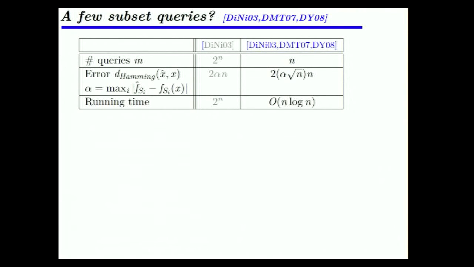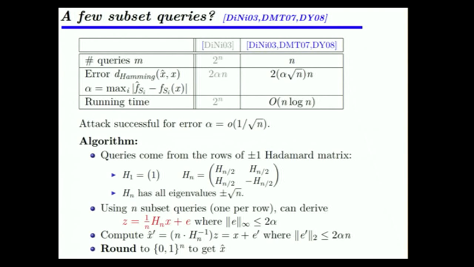So one is, instead of using 2 to the n queries, I use n queries, and the error to which I reconstruct is now higher by a factor of square root of n than it was before. But now my running time is significantly better. It went from 2 to the n down to basically linear. So this attack is meaningful when the noise is little o of about 1 over square root of n. Okay, that's when it's basically reconstructing the entire data set. And one can show that's optimal. Okay, and I can explain the attack to you.